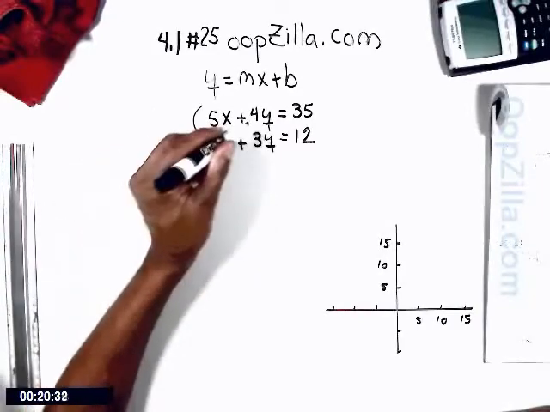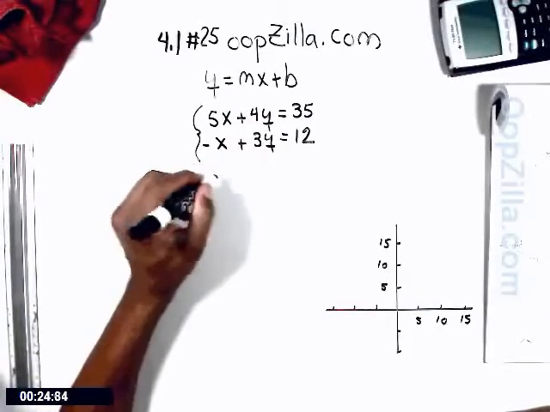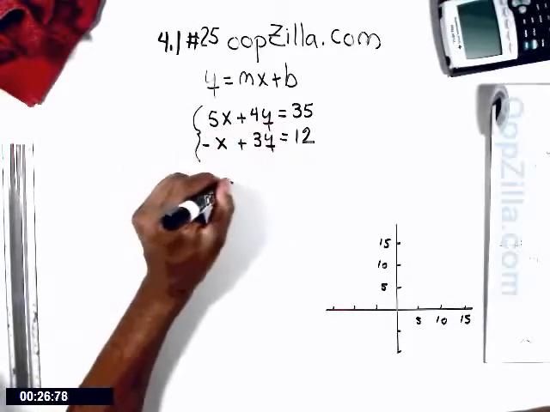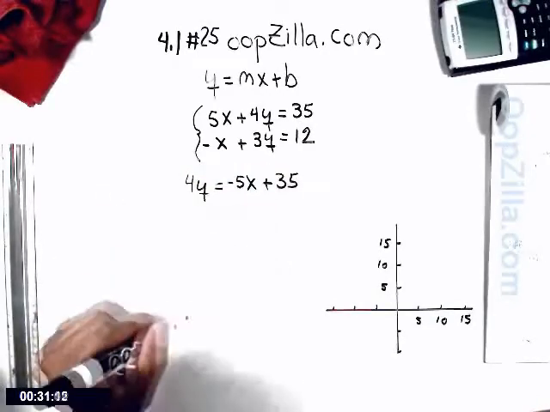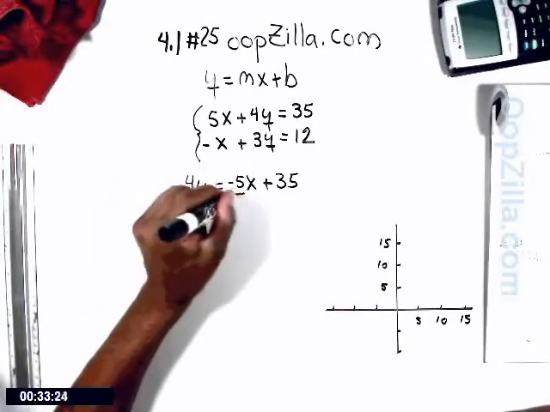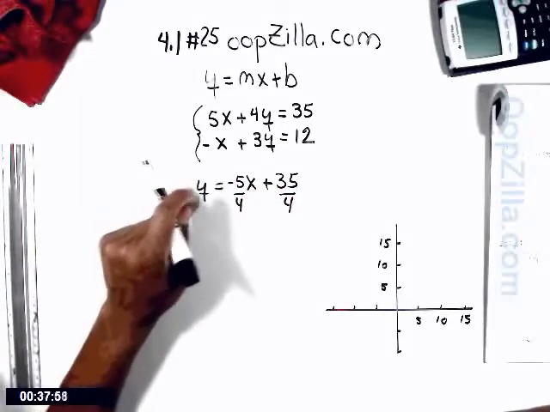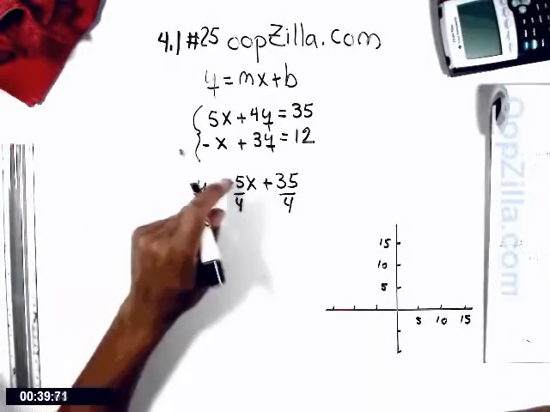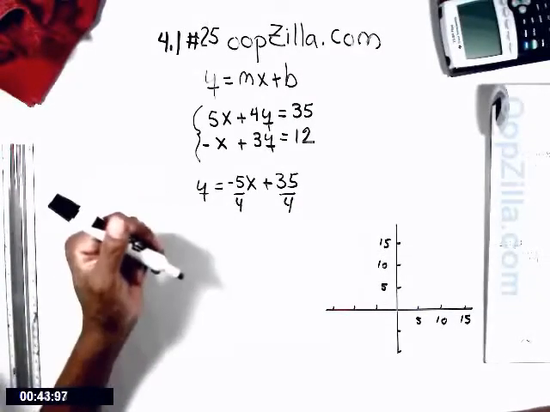Okay, so now I'm going to start with this part right here. I'm going to make that 4y equal to, bring him over, minus 5x plus 35. Now I'm going to divide all sides by 4. That's going to cancel out right there, and this is going to be just that right there. And that's as far as it reduces down to. So let's leave it alone.